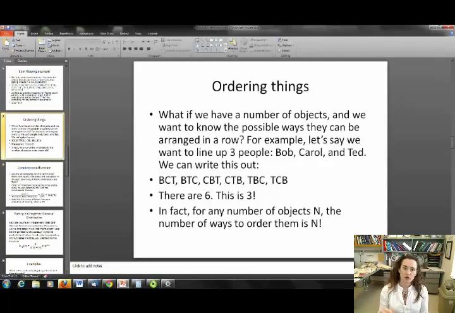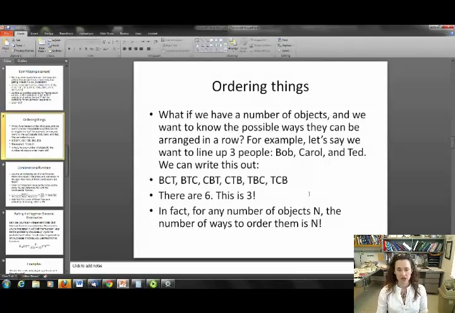Okay? So let's assume that we have a number of objects, and we want to know all the possible ways that they can be arranged in a row. Okay, so for example, let's just say we have 3 people and we want to put them in a line. So just for simplicity, their names are Bob and Carol and Ted. Okay, and so we can write this all out, B for Bob, C for Carol, and T for Ted. And so there's 6 ways we can line those up. And I've listed them here. Okay, Bob, Carol, Ted, Bob, Ted, Carol, and so on. Okay, all the different variations there.